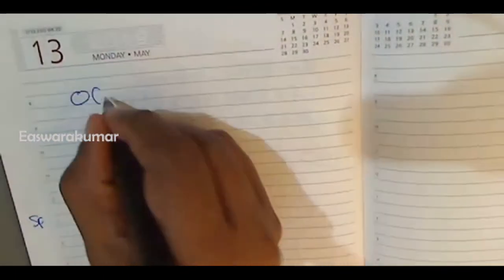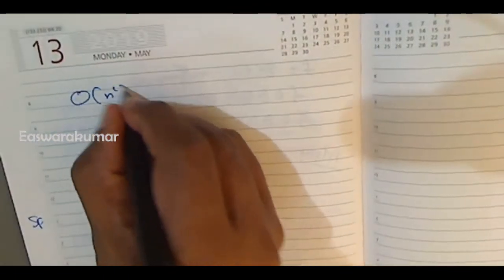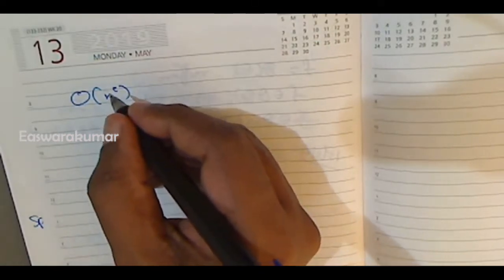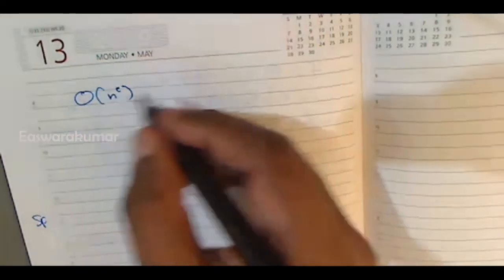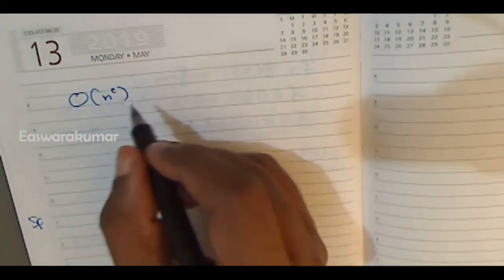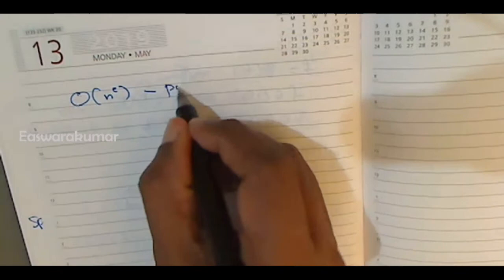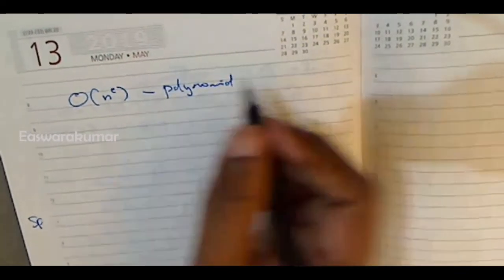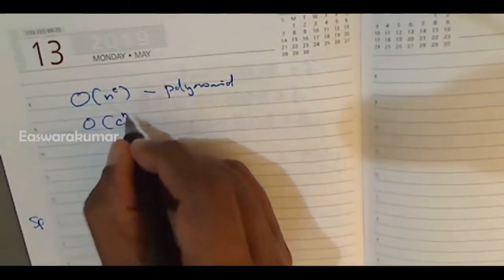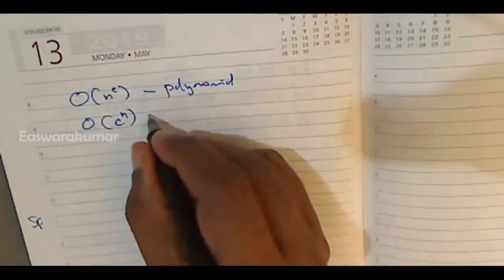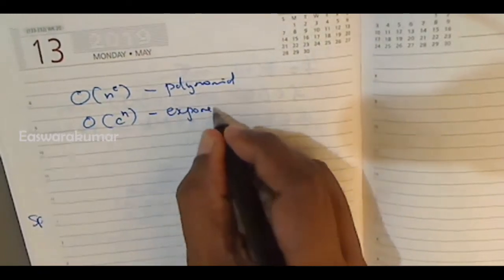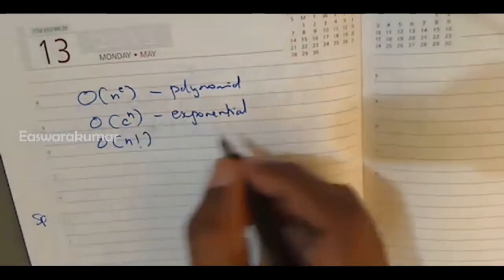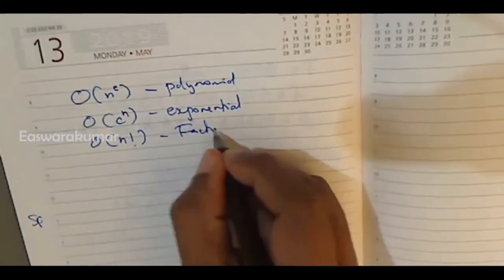If it is order of n power c, c is a constant. Wherever we use c, the c is a constant. N is the size of the input. So if the complexity is order of n power c, that is called polynomial complexity. And if it is some constant power the size of the input, c power n, then the complexity is said to be exponential. And if the complexity is like n factorial, that is a factorial complexity.